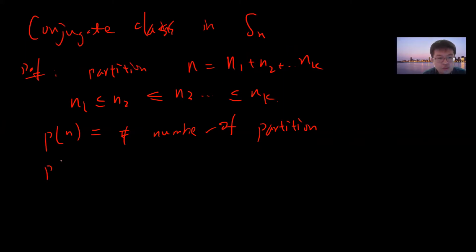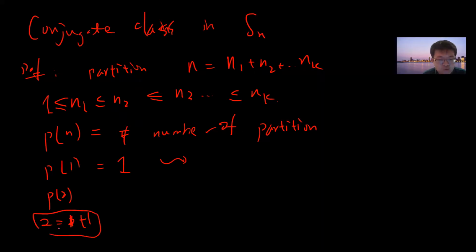Okay, so a simple example is p(1) is just 1, right? There's only one way, so p(1) is 1. How about p(2), right? So one can write 2 as 1 plus 1, right? By the way, all the numbers must be greater than or equal to 1, right? So this is one way, and another is that you just write 2 as 2, right? So p(2) should be 2.